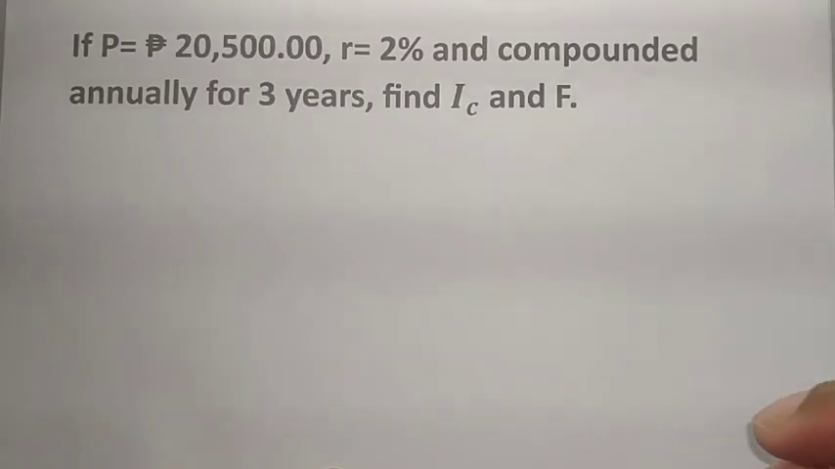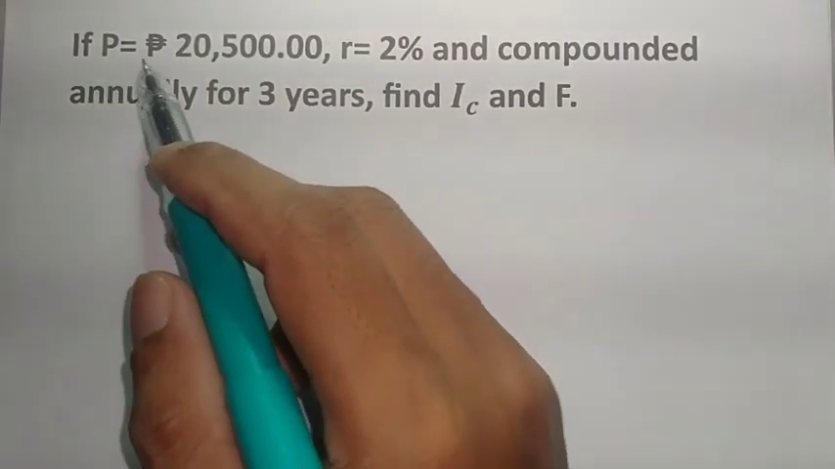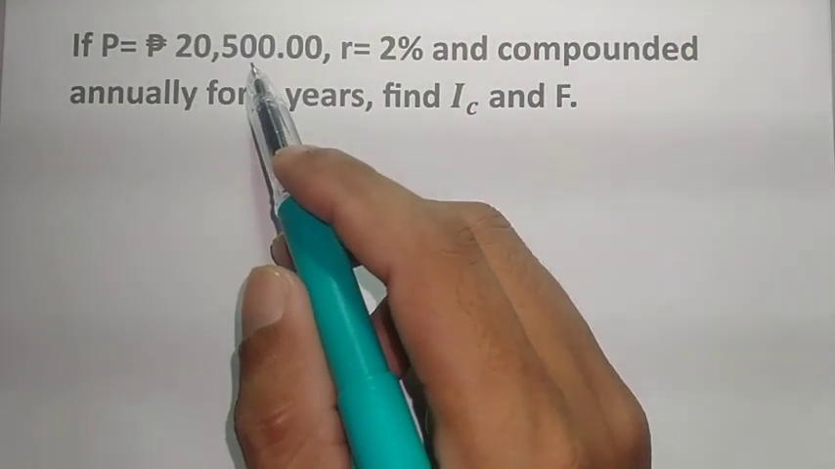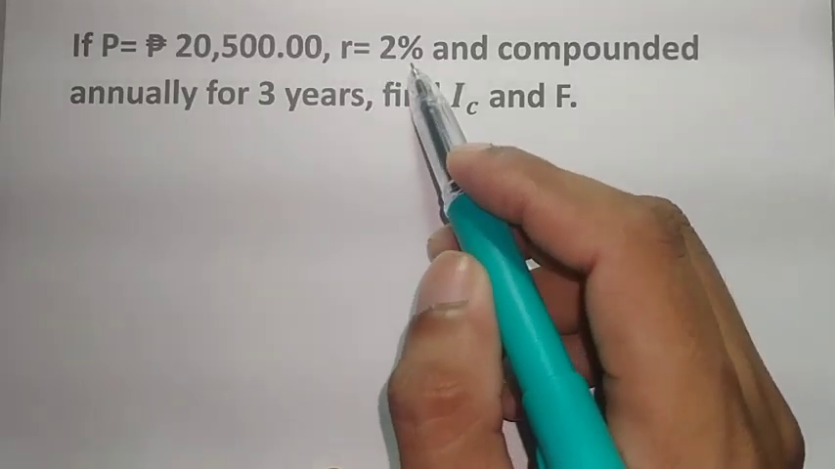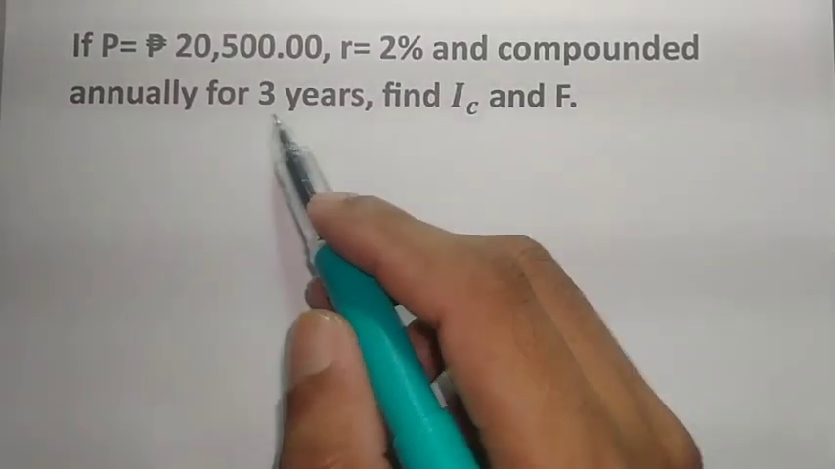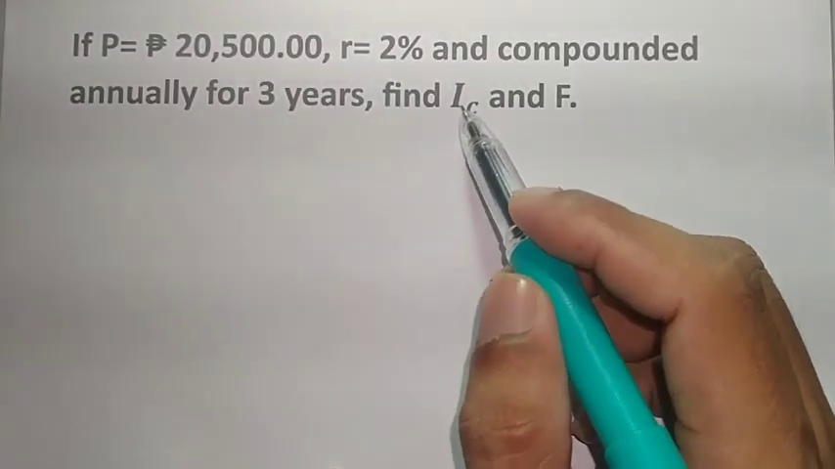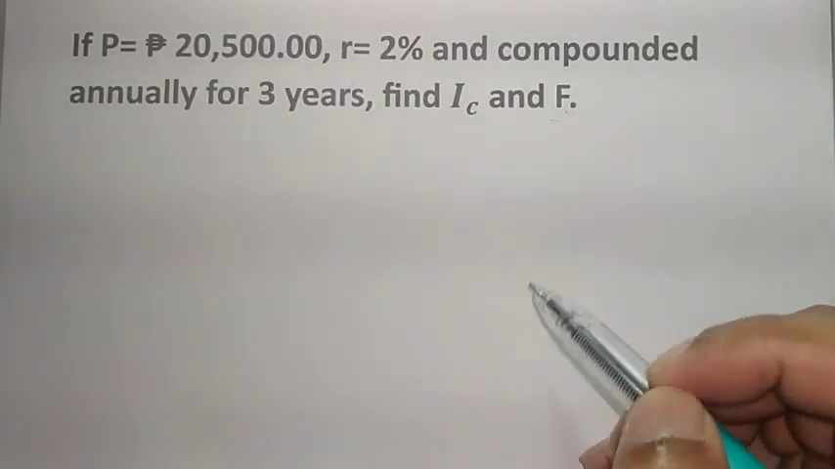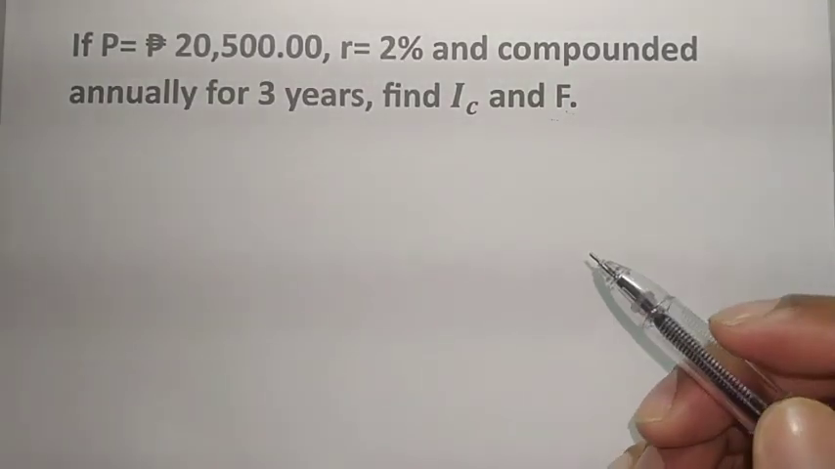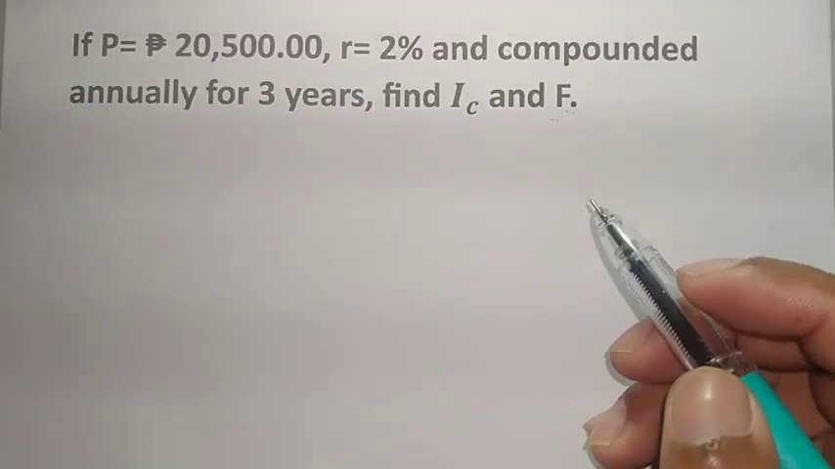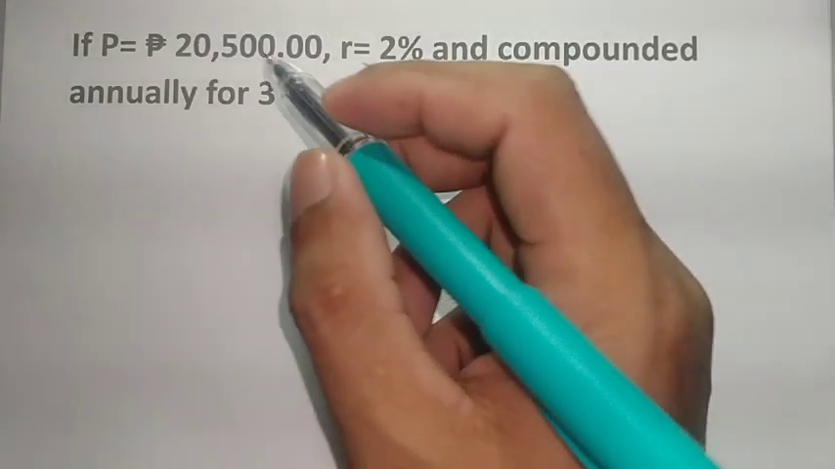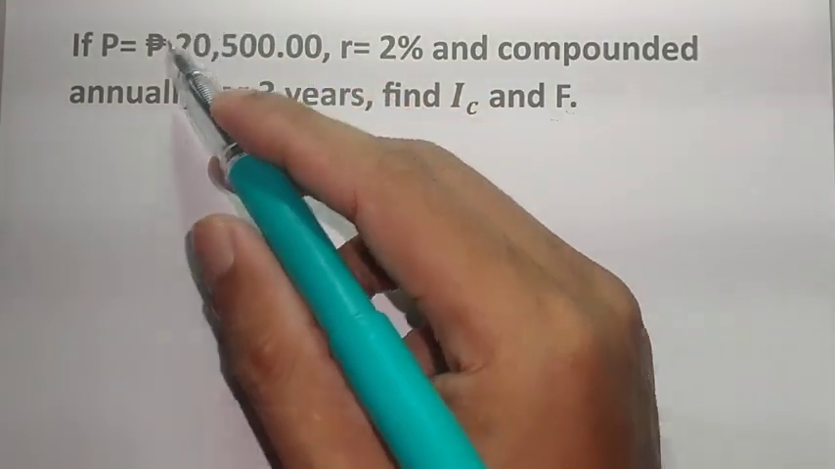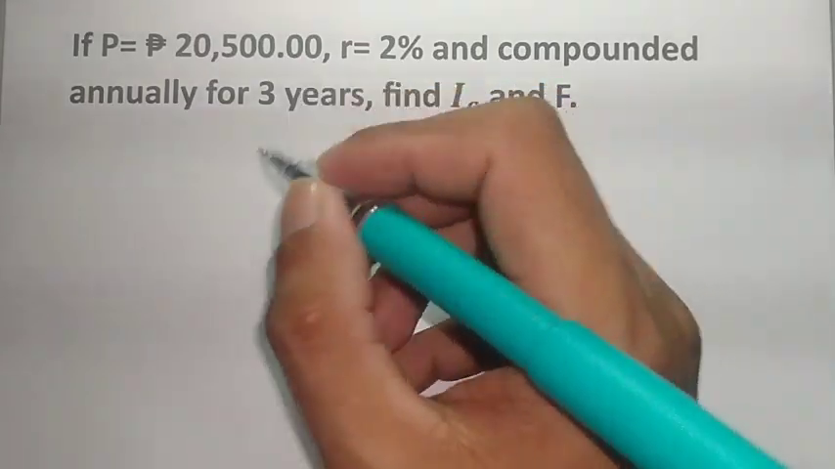Another example, if P is equal to 20,500, R equals 2% and compounded annually for 3 years, find the compound interest and the future value. Okay, so again, all we need to do is substitute these values to the formula.